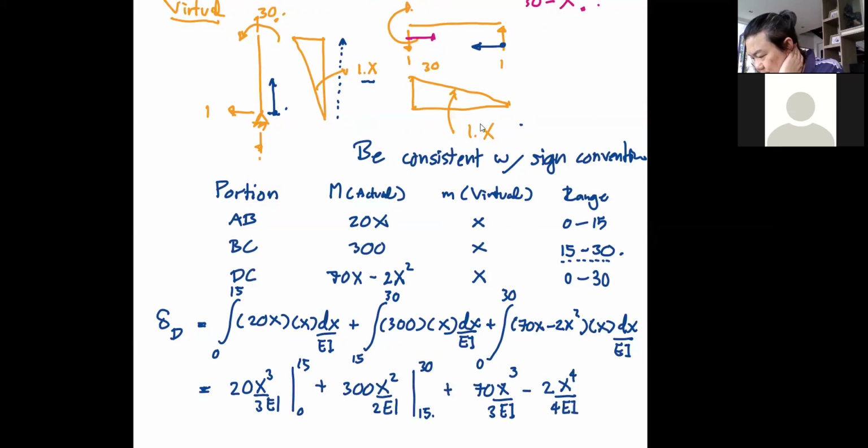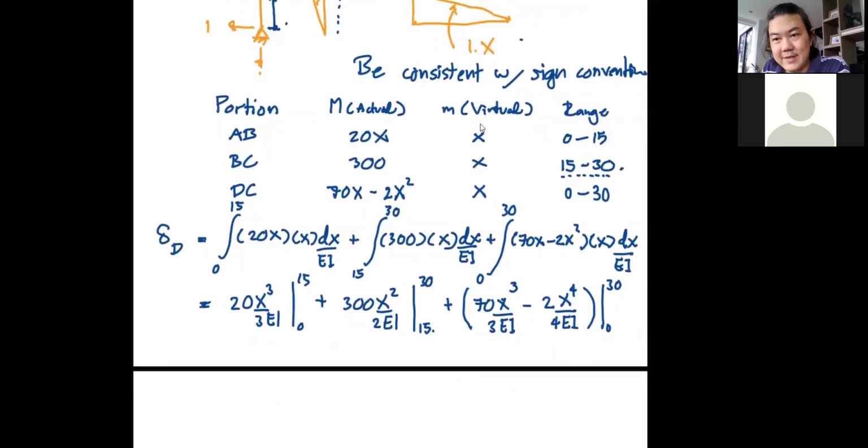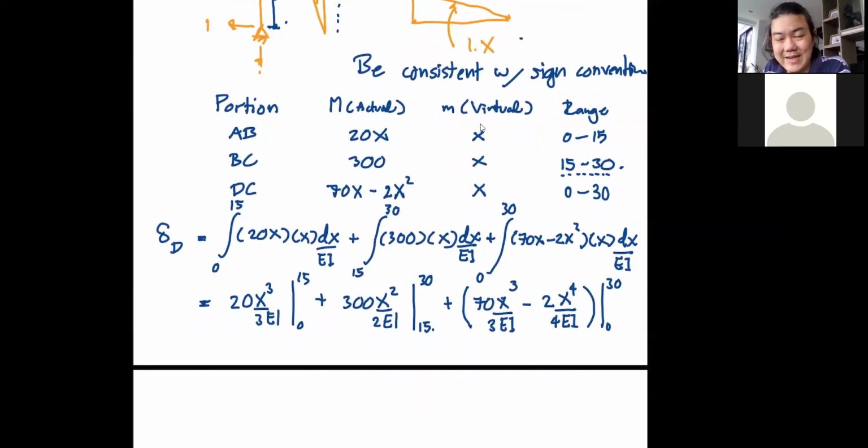Okay, and the whole thing is from 0 to 30. You don't have to do this yourself, but I'm just doing it because I've done it before and because I still enjoy calculus. And just to show you that it's not really that difficult. The difficult thing is just to form your idea and write the moment equation with a proper range and origin.